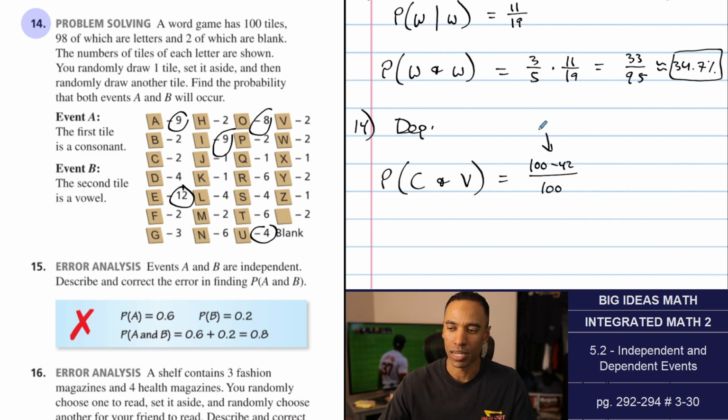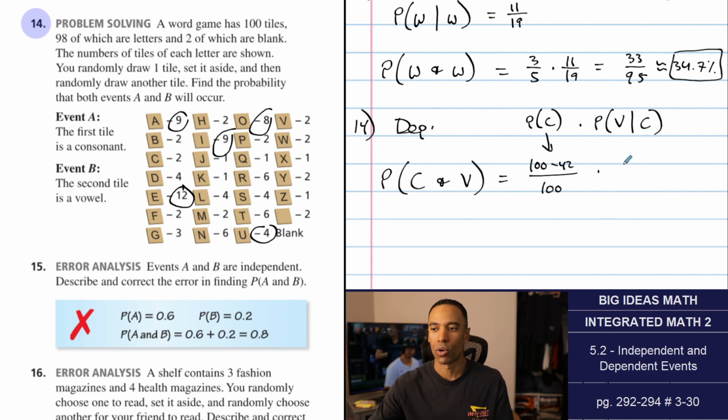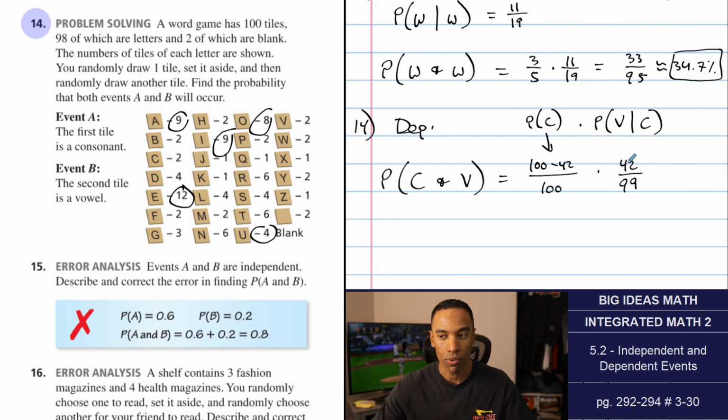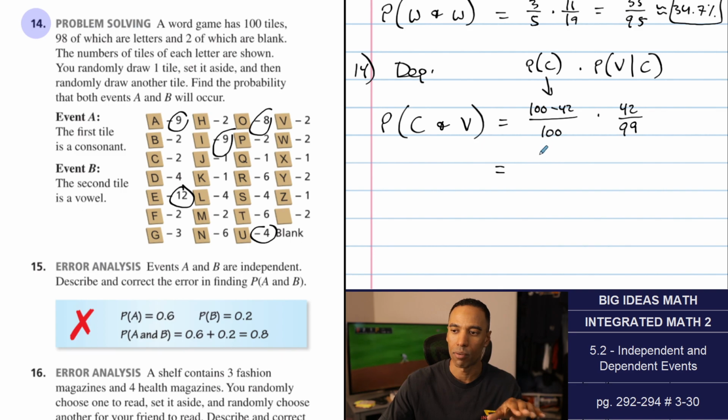This is the probability of a consonant. Now we've got to multiply this by the probability that we draw a vowel given that we drew a consonant the first time, because we set the tile aside. So there are still 42 vowels left in the set, but now there are only 99 tiles remaining because we just drew a tile, but we never drew a vowel the first time, so all 42 vowels still remain. So in this case, 100 minus 42, and I still have things to simplify here, but 100 minus 42 is 58, and this is 42 over 99.